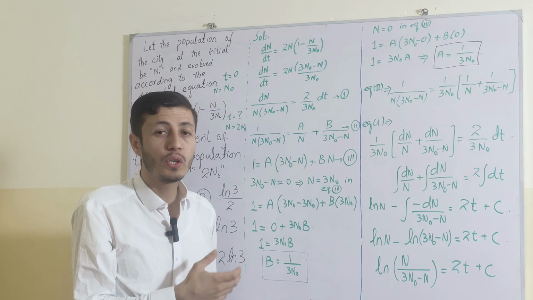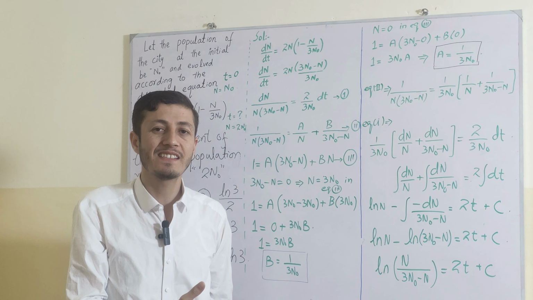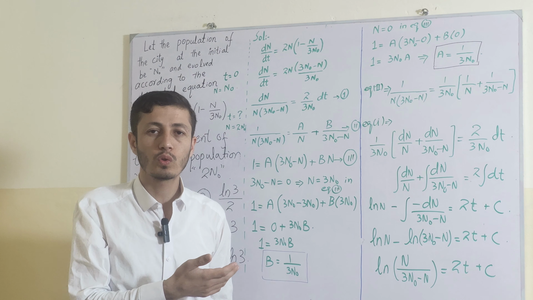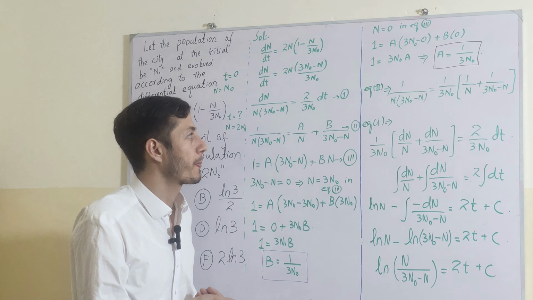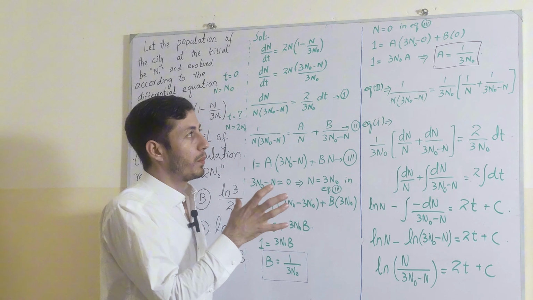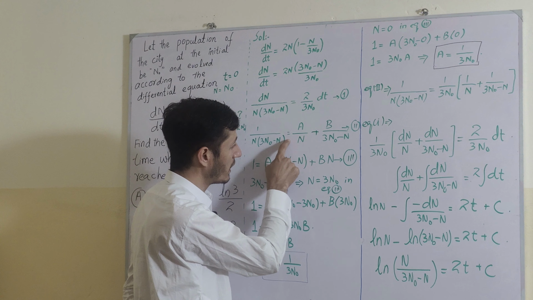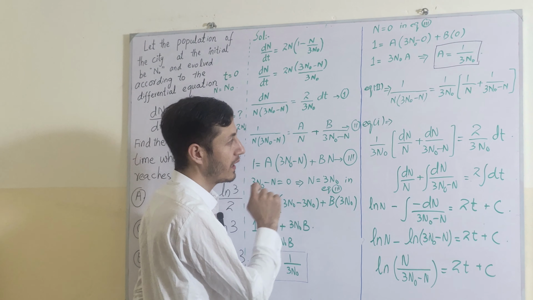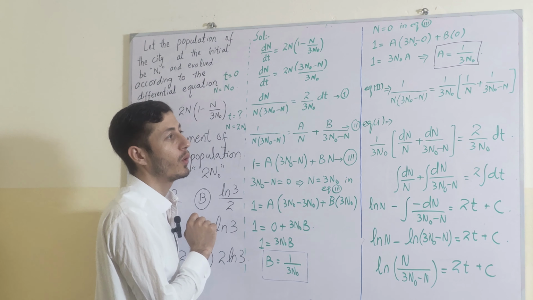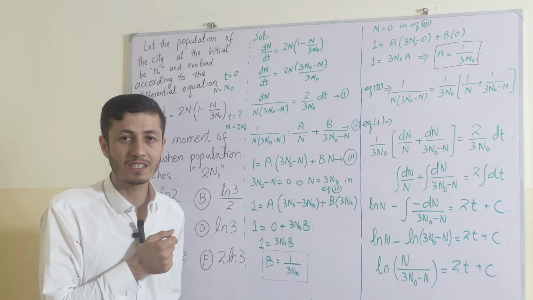And now the a value is the same as b, it's equal to 1 divided by 3 times n naught. Now place the value of a and b in equation 2. By placing the value of a and b in equation 2, it becomes 1 divided by n times 3 times n naught minus n is equal to, in place of a we have to place 1 divided by 3 times n naught, and in place of b we also have to place 1 divided by 3 times n naught.